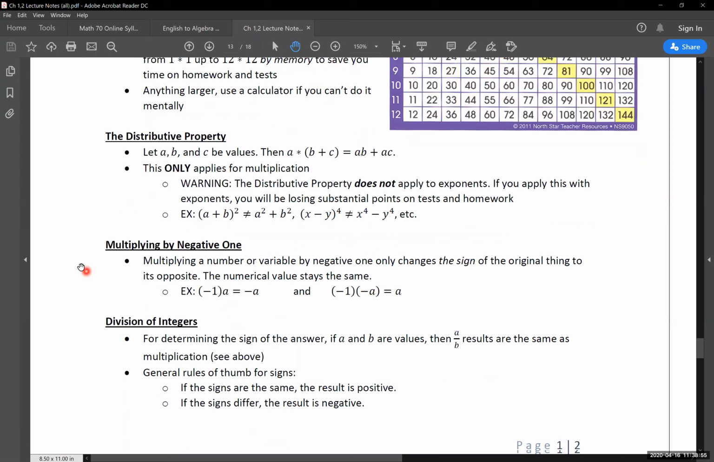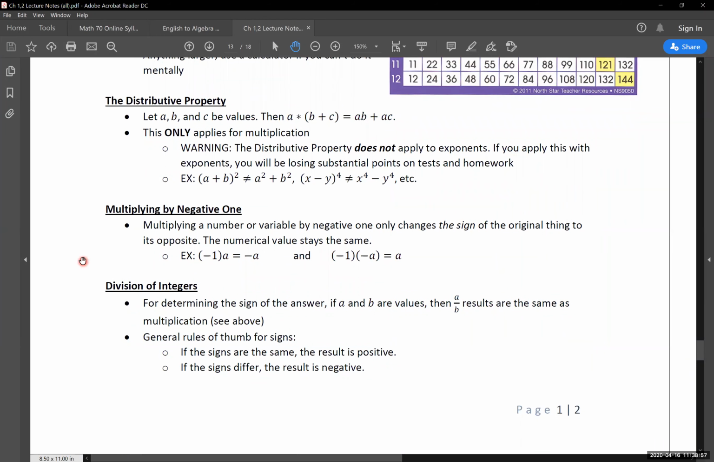So moving on to a couple other parts here, and then we'll stop here today, because this is actually a good chunk of the 2.4 material. So multiplying by a -1. Multiplying a number or a variable, it should be noted this works for variables also, by -1 only changes the sign of the original thing to its opposite. The numerical value stays the same. So multiplying by a -1 just changes the sign.